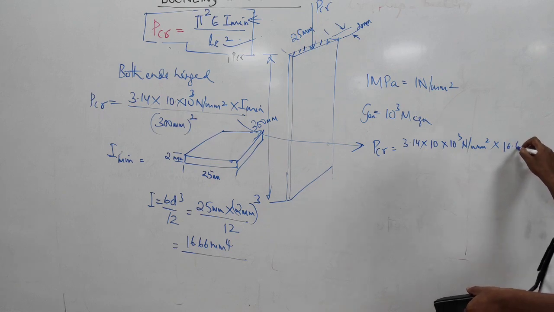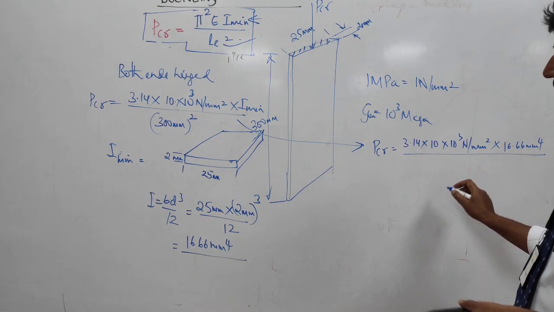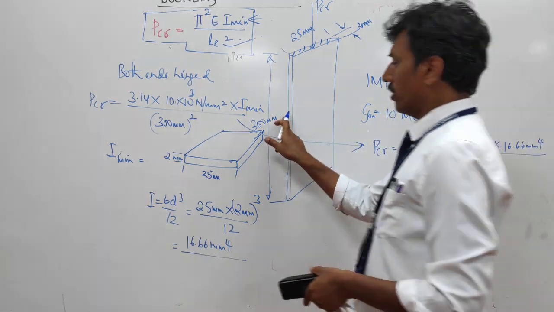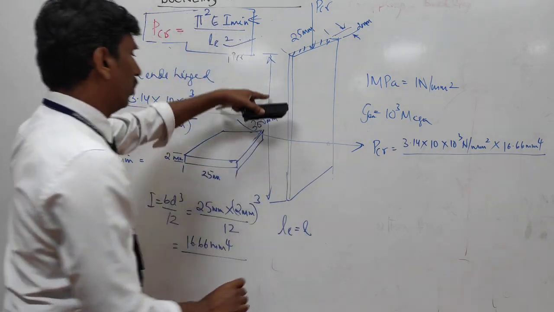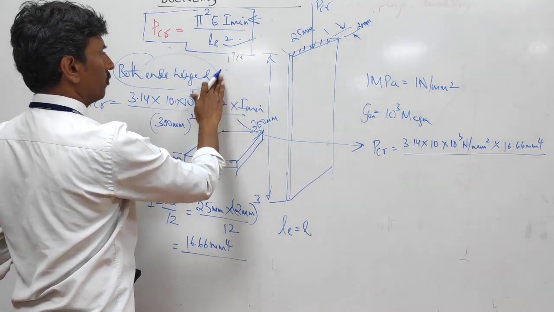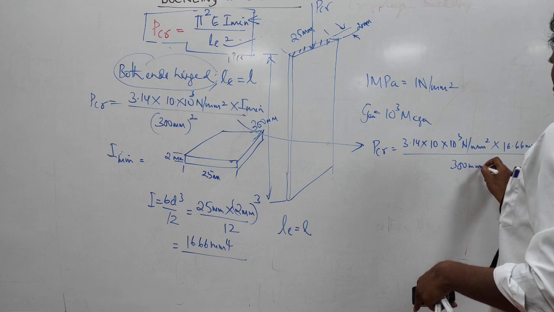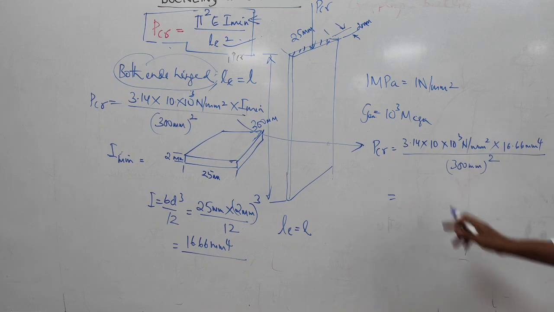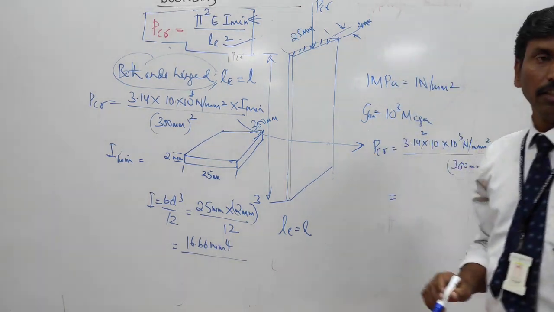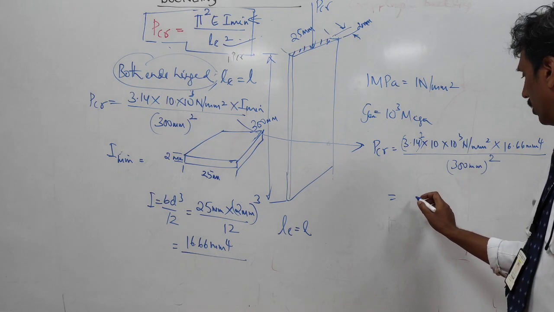So I is actually 16.66 millimeter to the power of 4 divided by LE square. What is LE, the length? For both ends hinged, LE is equal to L. So we are taking this as 300 mm square only. Therefore, okay, this is pi square EI. This is pi square, 3.14 square. Okay, so what is the answer?